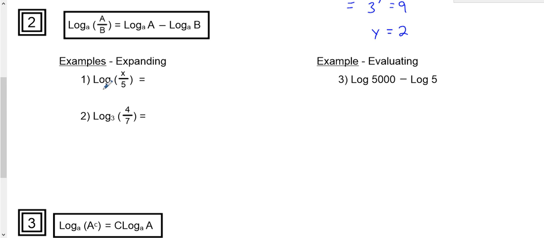So to expand, we have log of x divided by 5, and I will split that up to be log of x minus log of 5. Now, you may notice here I did not have a base number, but the base number is 10. Let's look at the second example. I have log base 3 of 4 divided by 7. So I will expand that to be log base 3 of 4 minus log base 3 of 7.